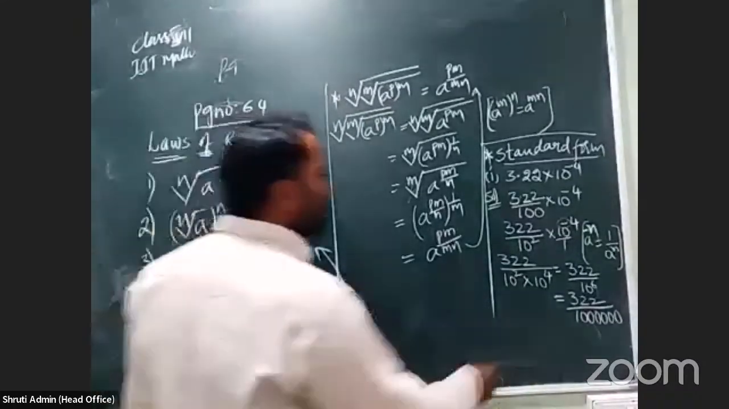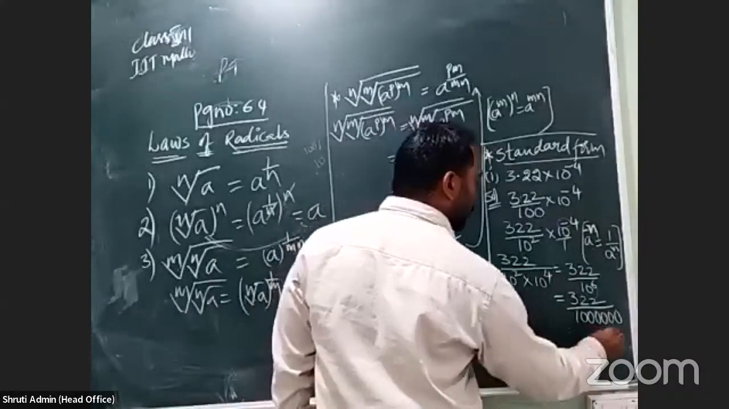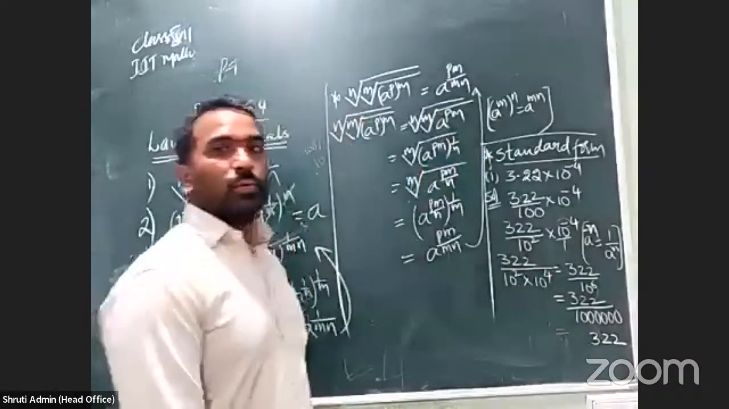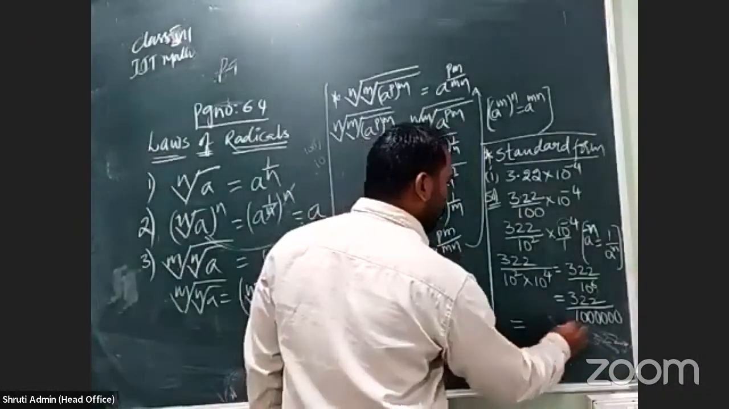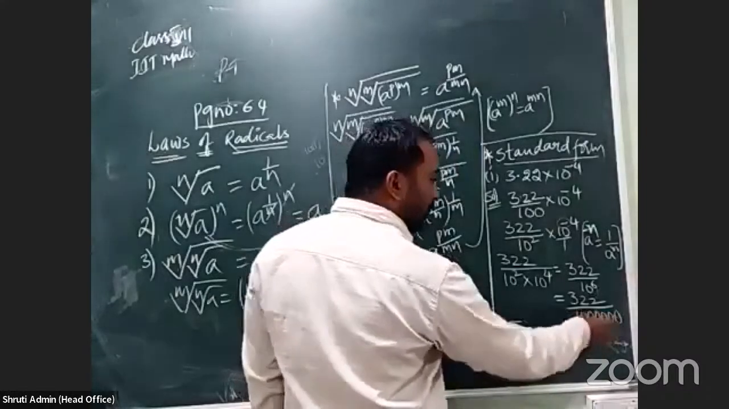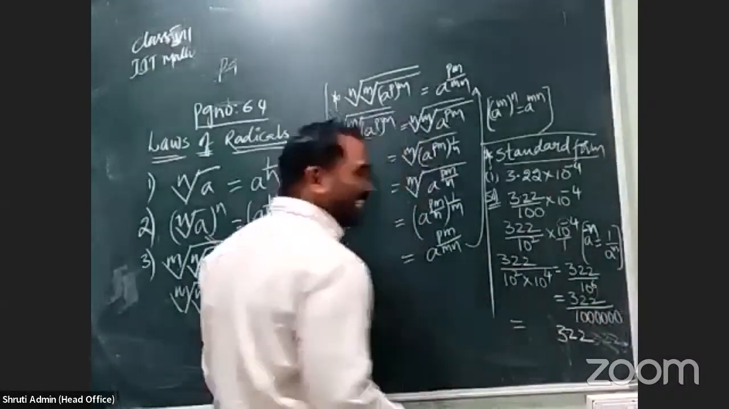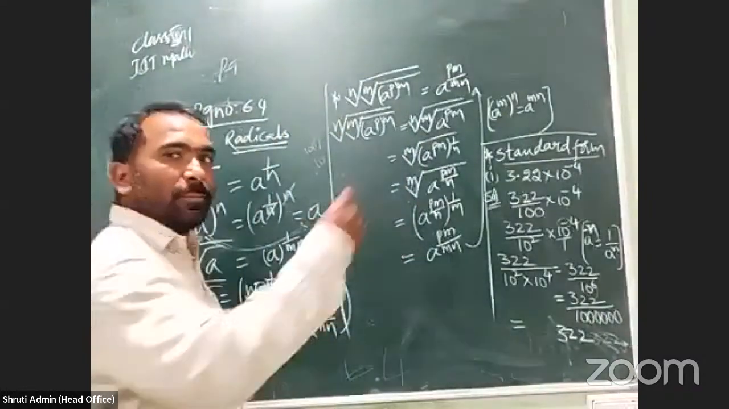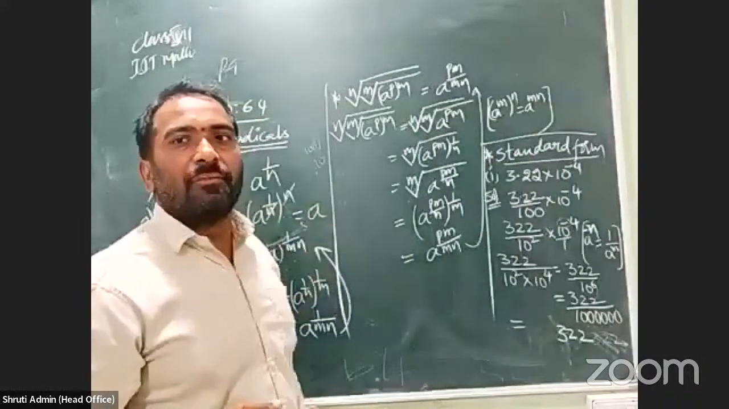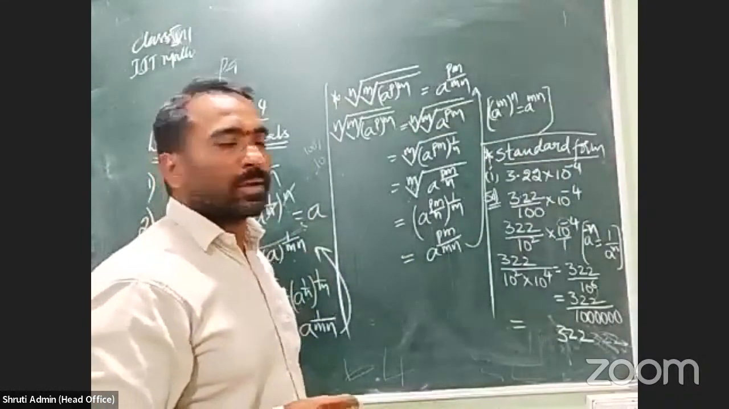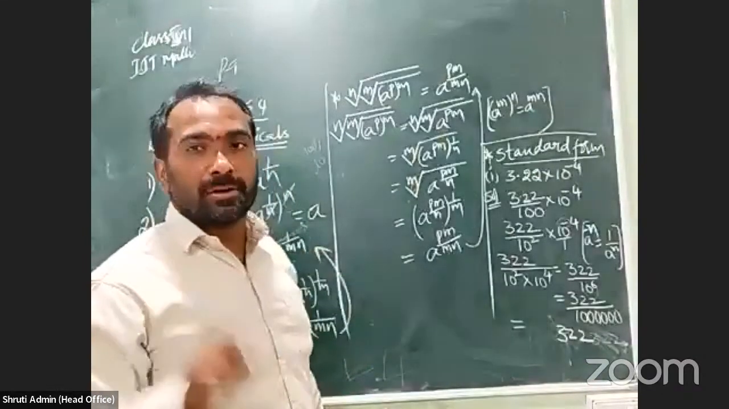Okay, 6 zeros. Now, this can be written as 322. But how many zeros are there in the denominator? 1, 2, 3, 4, 5, 6. 6 zeros are there in the denominator. From right to left, we have to put the point after 6 digits, because 6 zeros are there in the denominator.